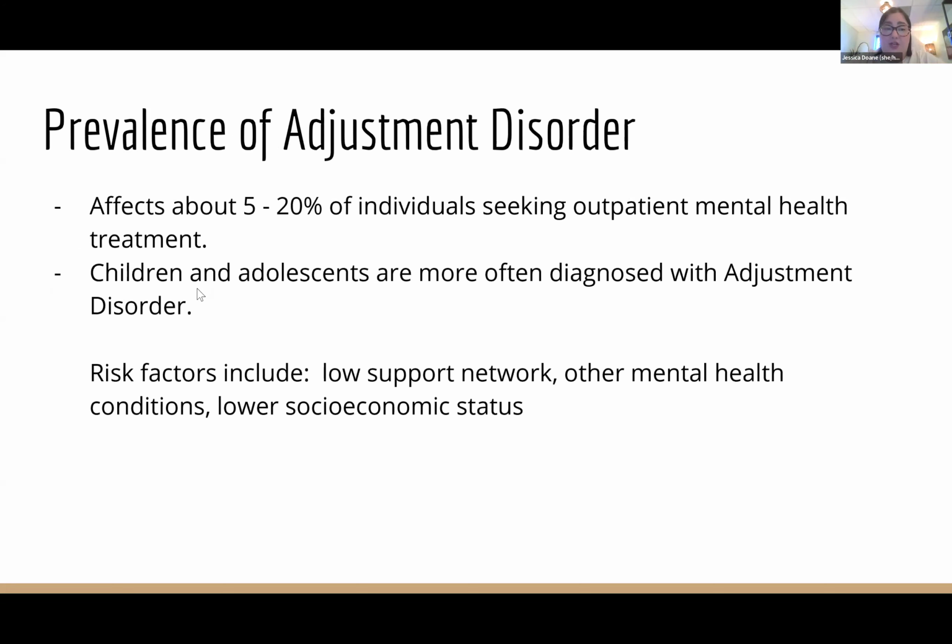Prevalence of adjustment disorder. What we know is that adjustment disorder affects about 5 to 20% of individuals seeking outpatient mental health treatment. Children and adolescents are more often diagnosed with adjustment disorder than adults. Some risk factors to consider are low support networks, other mental health conditions, and lower socioeconomic status. For children and adolescents, a clinician is more likely to see adjustment disorder as disruptive or a marked change in behaviors, whereas adults are more likely to display their symptoms as mood and affect. Reminder here is that kids don't always have the language to describe what they're feeling, but all behavior is a message.